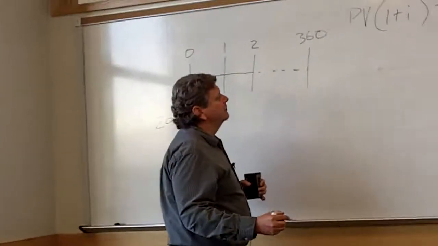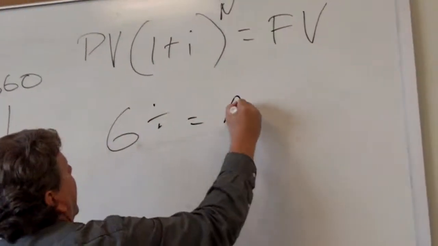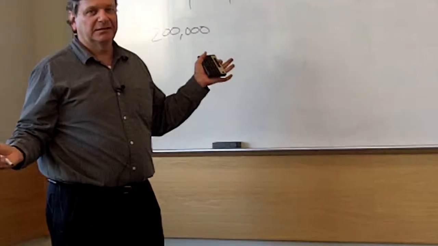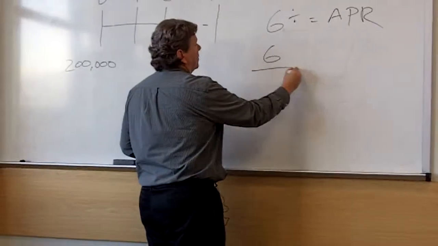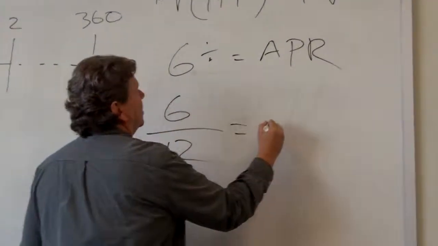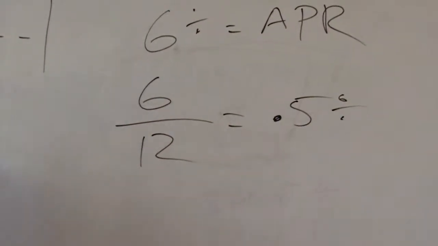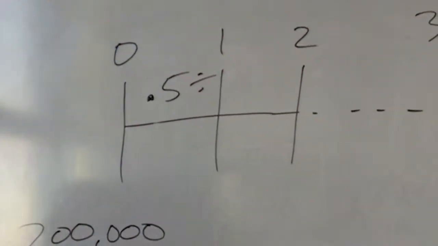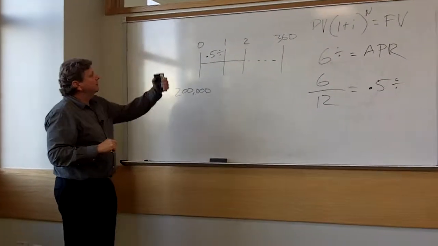So we have to convert that to what we call a periodic rate. 6% is the annual percentage rate. What we need is a periodic rate to do this calculation. To get that, we just divide the 6 by the number of periods per year. So our periodic rate is 0.5%. That's the number we use in our calculator. It's 0.5% per month for 360 months.